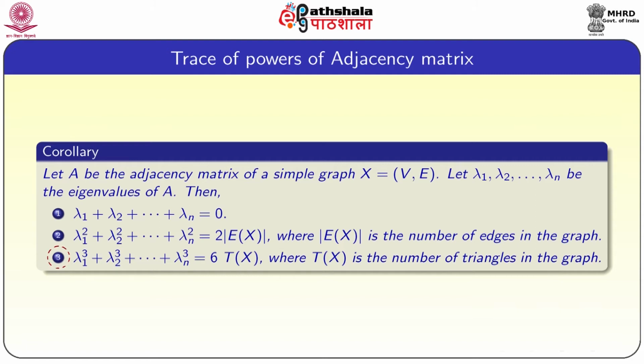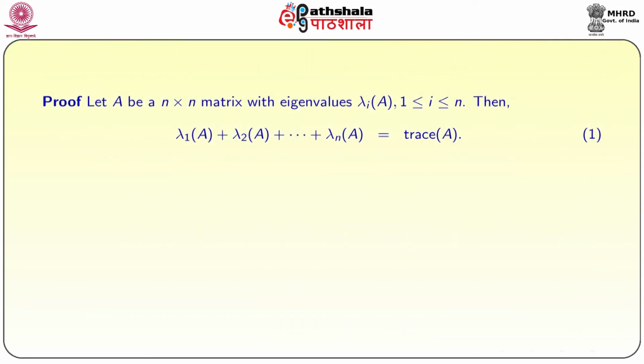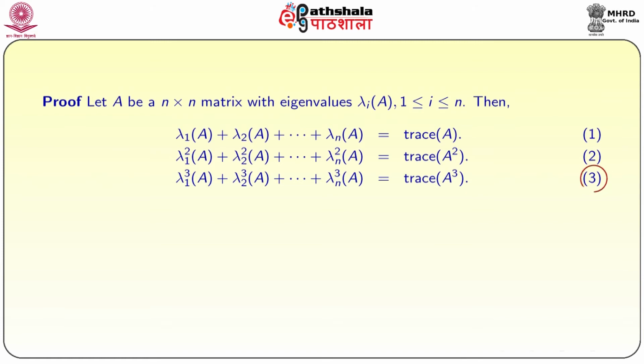Now, we look at the proof of this. Let A be an n by n matrix with eigenvalues lambda i of A, where 1 is less than or equal to i less than or equal to n. Then lambda 1 plus lambda 2 plus and so on lambda n is equal to the trace of A, which we know earlier from the results of matrix theory. Lambda 1 square plus lambda 2 square and so on lambda n square is equal to the trace of A square. Lambda 1 cube and so on lambda n cube is equal to the trace of A cube.